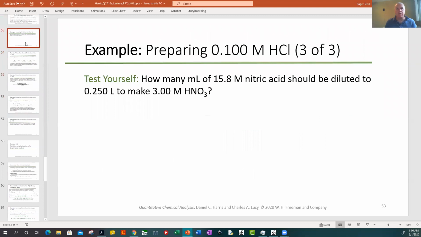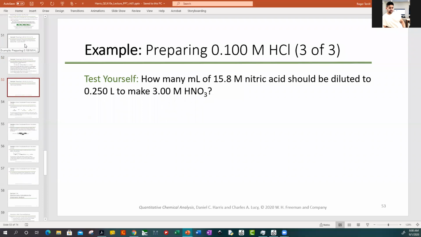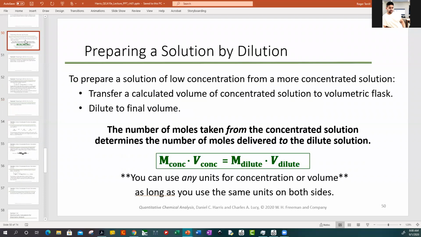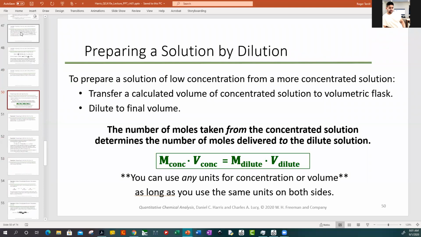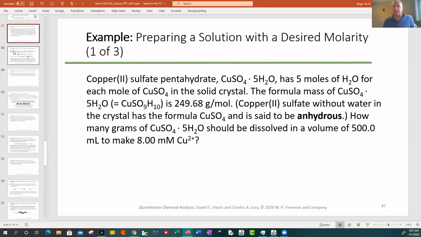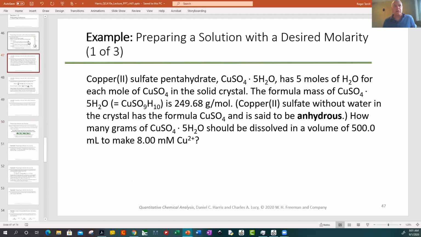So how about, let's see, that's the one I'm just thinking about doing. With these to create a solution by dilution. Did we do these? Nope, we haven't done these either. Oh my gosh. Okay. I was getting ready to jump ahead. So let's do a couple of these guys.